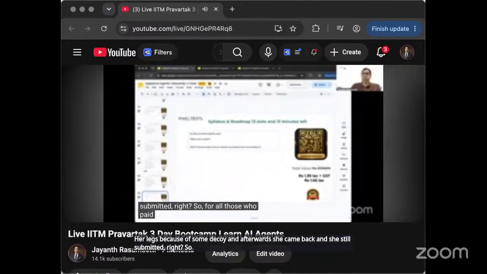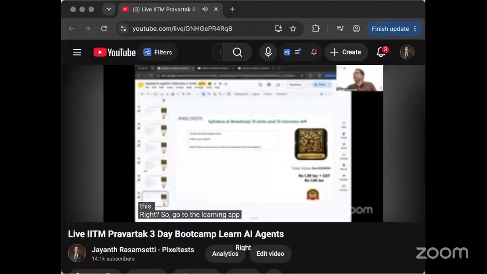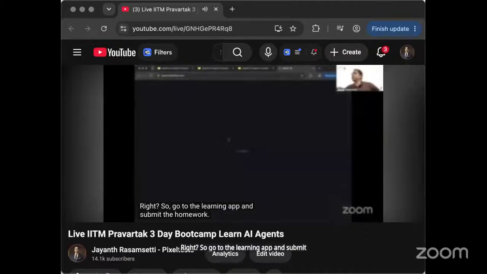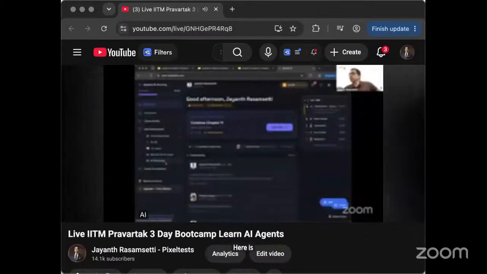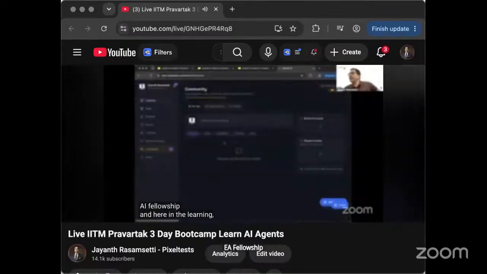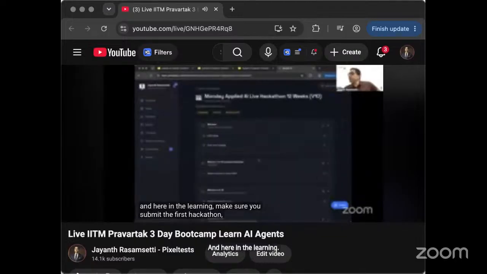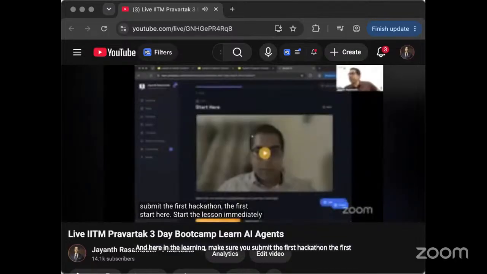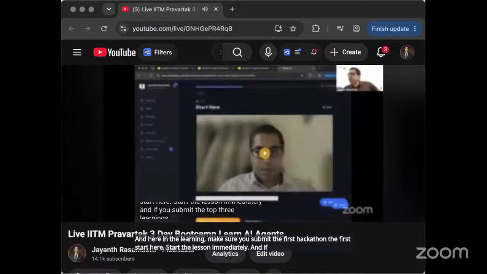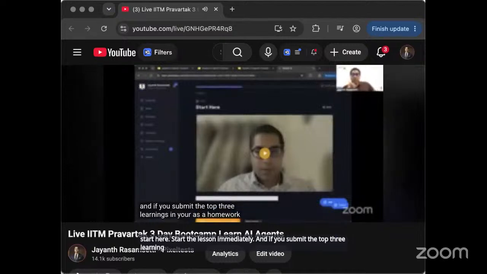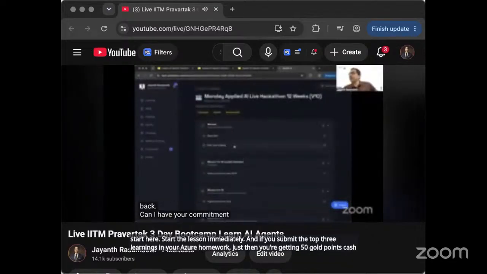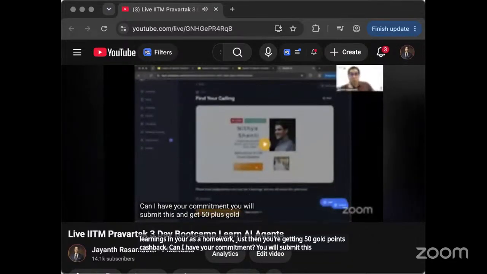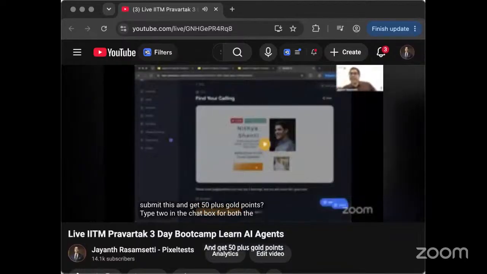So for all those who paid, make sure you take a snapshot of this. Go to the learning app and submit the homework. Here is the AI Fellowship, and here in the learning, make sure you submit the first hackathon, the first start here. Start the lesson immediately. If you submit the top 3 learnings as a homework, you get 50 gold points cashback. Can I have your commitment? You will submit this and get 50 plus gold points. Type 2 in the chat box for both the activities.